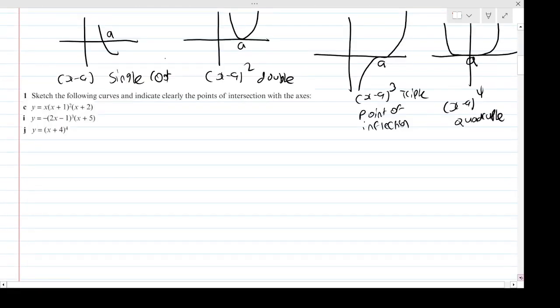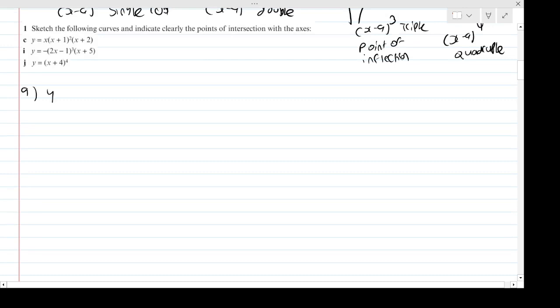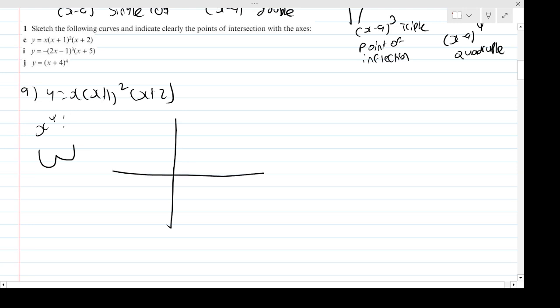So firstly, we need to sketch y is x times (x plus 1) squared times (x plus 2). So firstly, it's going to be positive x to the 4 if we visualize expanding out the highest powers of x. So it's going to have a sort of W shape, right? And with that in mind, we can sketch a graph. Our roots are x is 0. We've got a double root at x is minus 1, and a single root at minus 2.